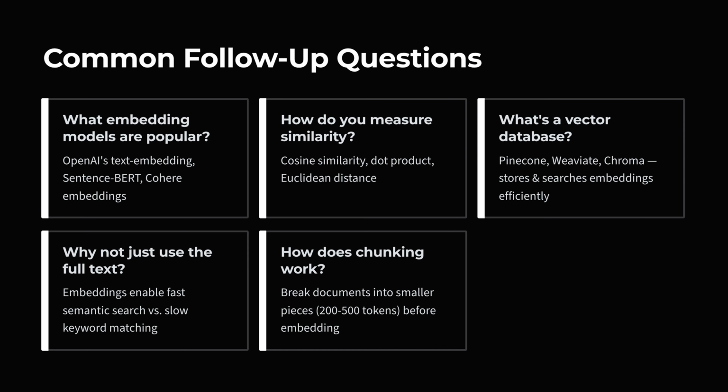You may also be asked about vector databases. Tools like Pinecone, Weaviate, and Chroma store embeddings so we can search them efficiently. And when someone asks why we don't just store raw text, the best explanation is that embeddings make semantic search fast, while keyword search misses meaning. Finally, chunking comes up often. We break documents into smaller pieces before embedding, so the search stays precise and lightweight. These answers show both technical understanding and practical awareness, which interviewers love.